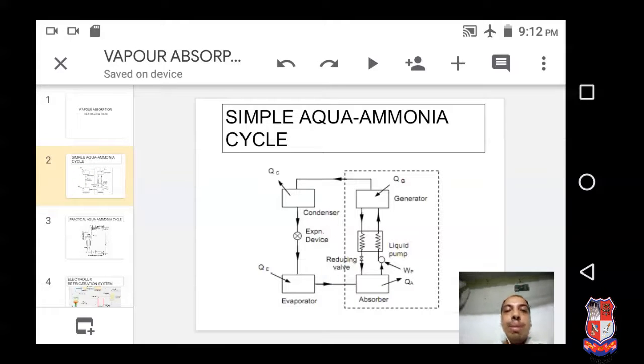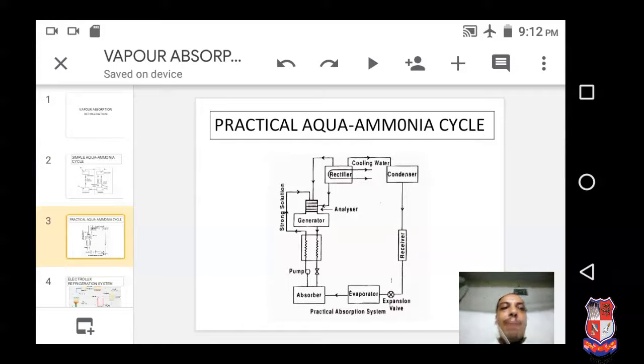Now we are discussing the second type of cycle, known as the practical aqua ammonia cycle. The practical aqua ammonia cycle is very similar to the simple aqua ammonia cycle. Only two components are added here. One is the analyzer and the second one is the rectifier. Now why are these two devices added to the simple aqua ammonia cycle?